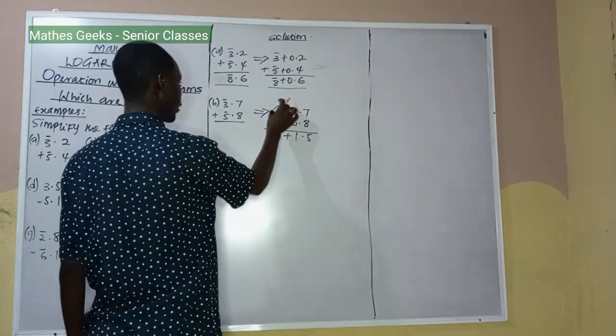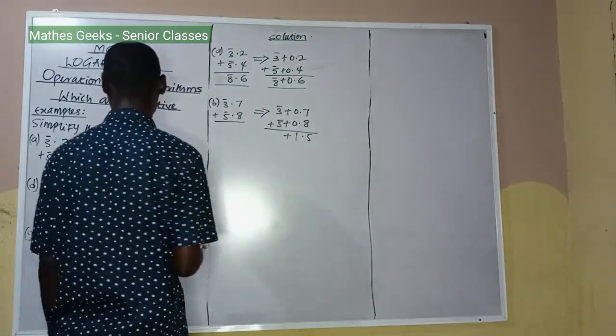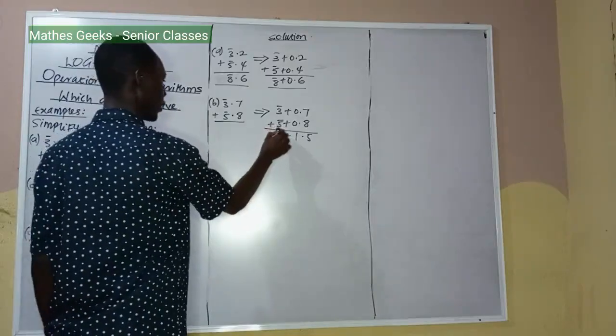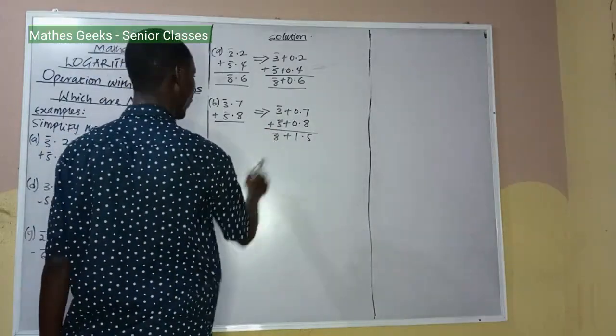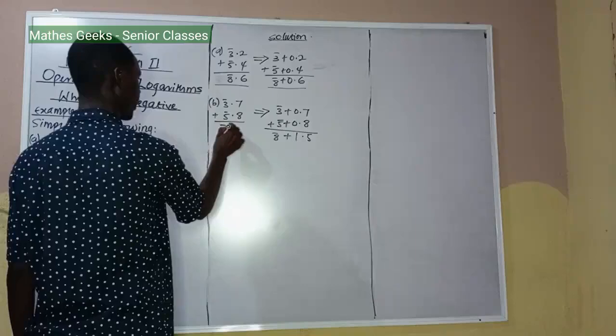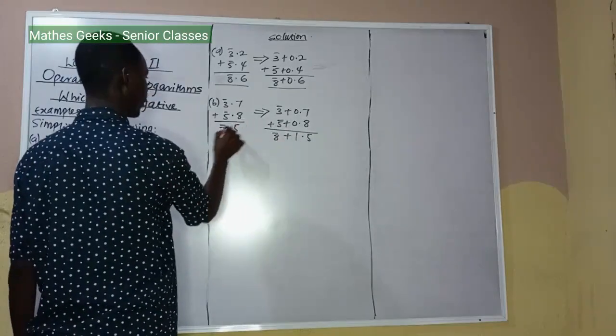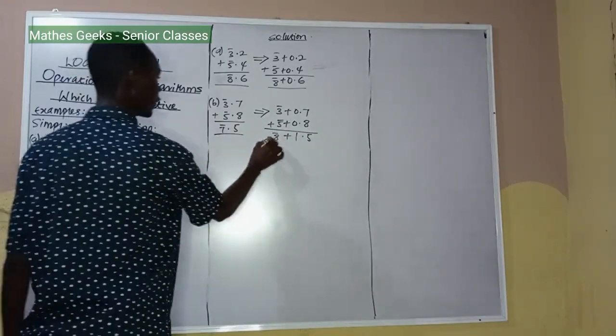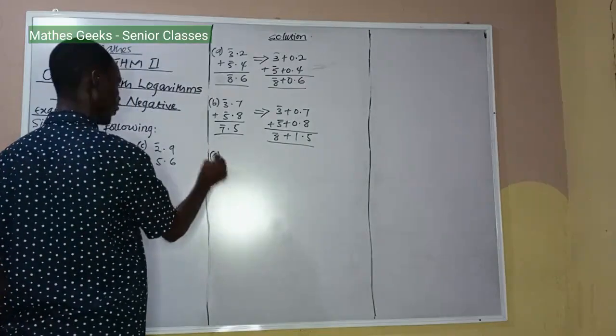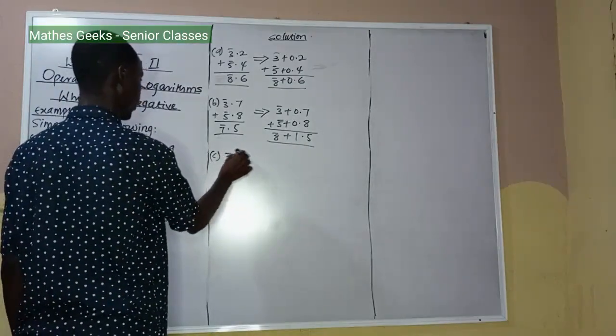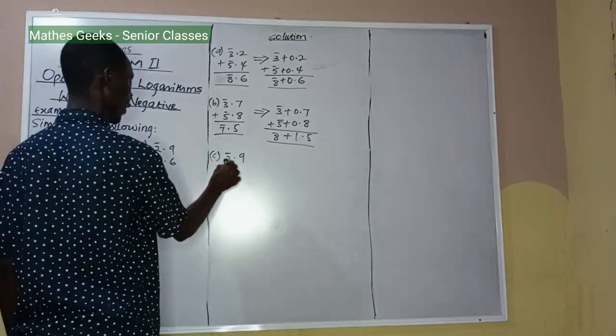1 plus bar 3 plus bar 5 will give us bar 8. So bar 8 plus 1 will give us bar 7. So here will give us bar 7.5 as our final answer. C, bar 2.9 plus 5.6.